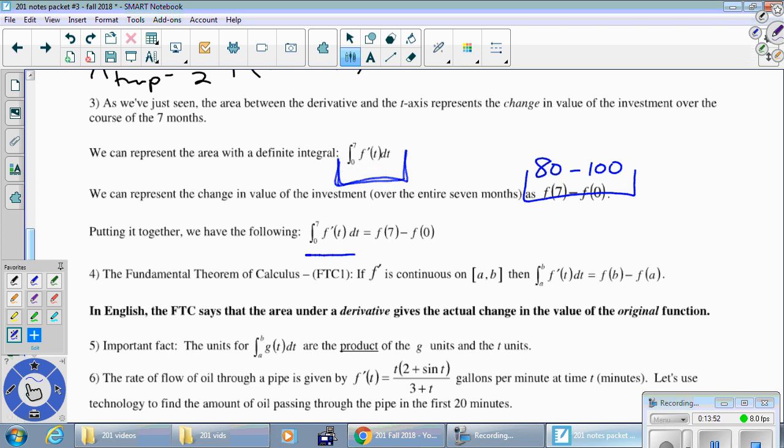So putting it together, we have the following statement, that the area, signed area, is exactly the same as the final value of the function minus the starting value of the function. Notice that this is f prime, but these are f's. Really important to have that distinction.